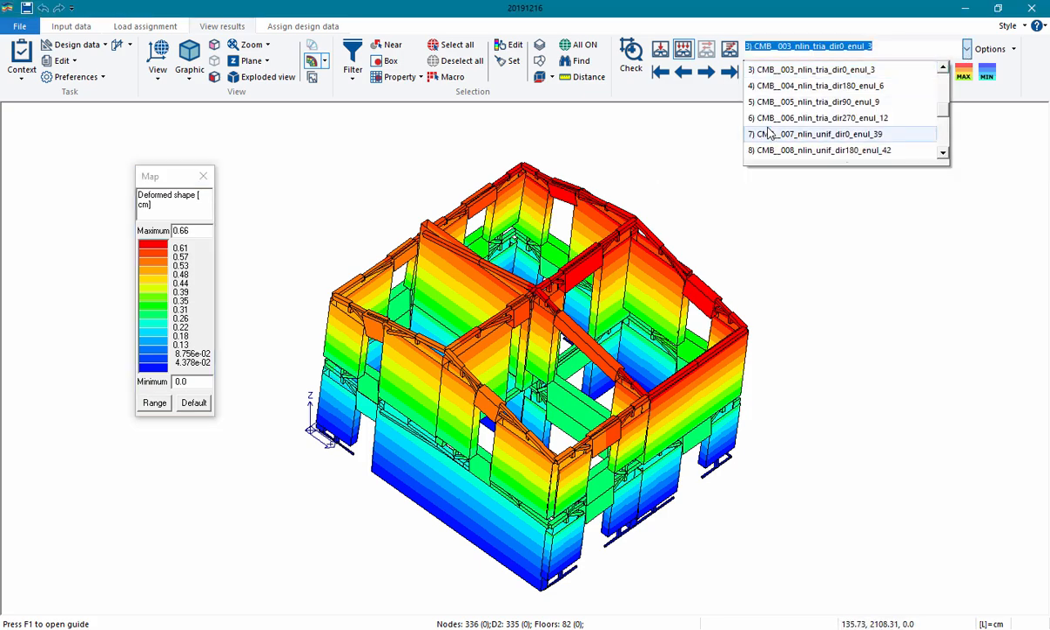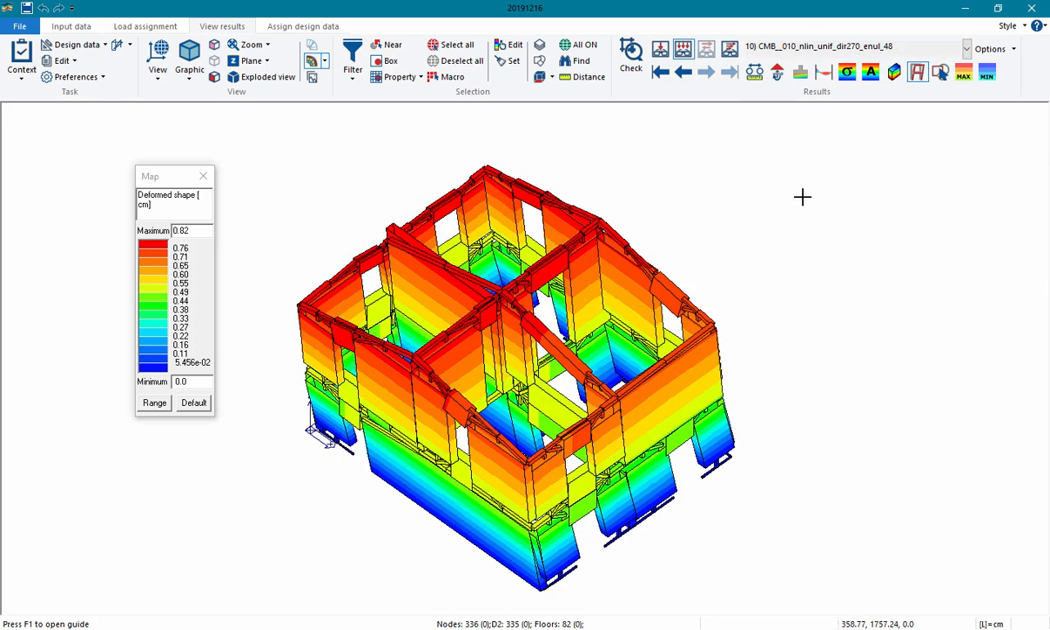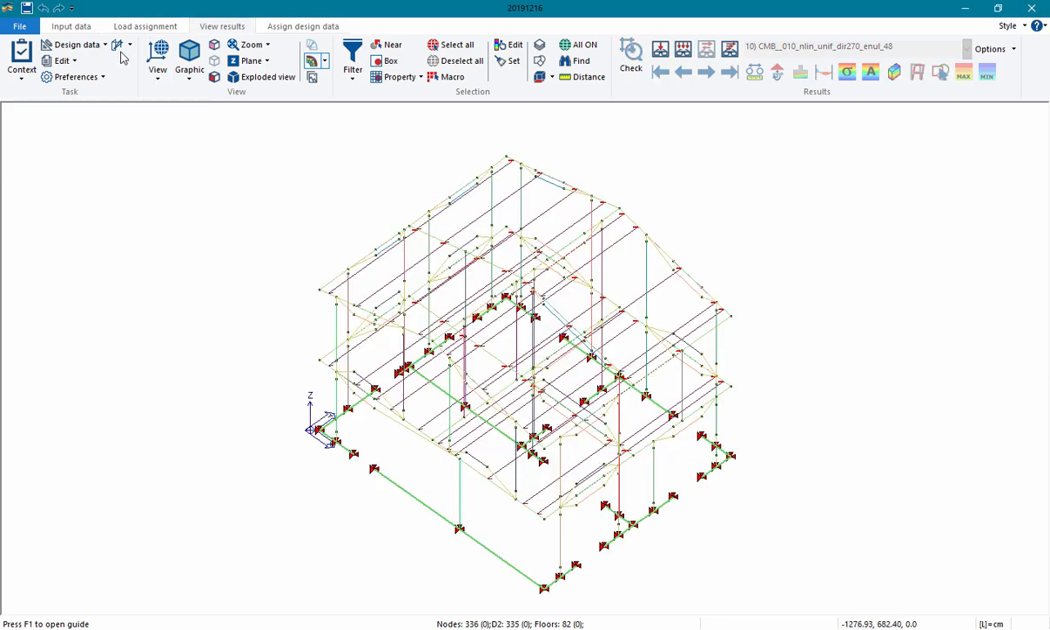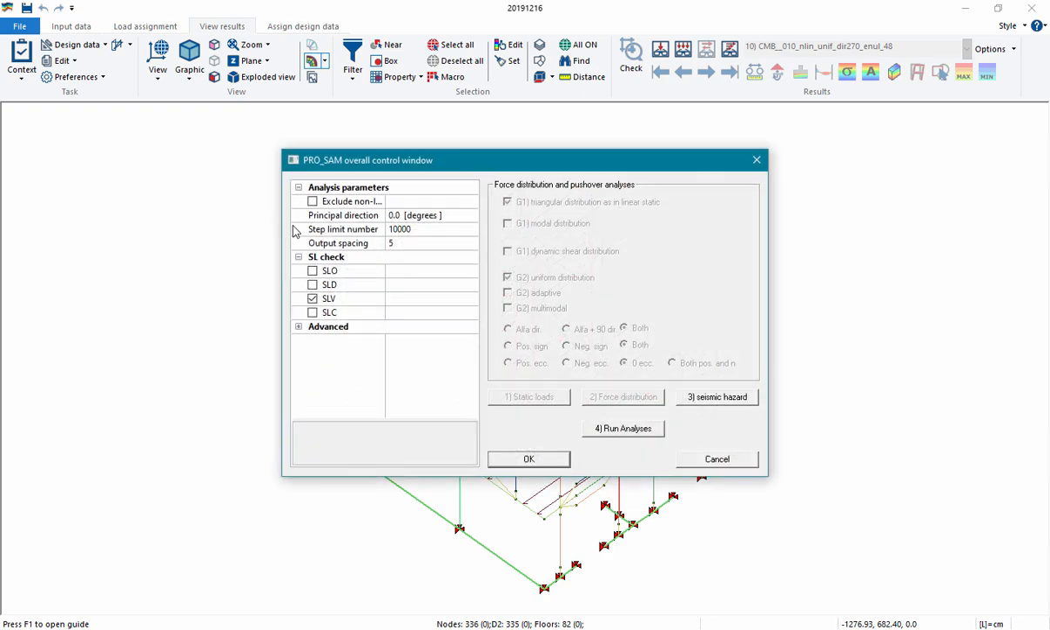In this case, the displacement seems to be correct, so our model seems to be correct. We save the data and we run the pushover analysis. To run the pushover analysis from the control panel, we just have to click Run Analysis.